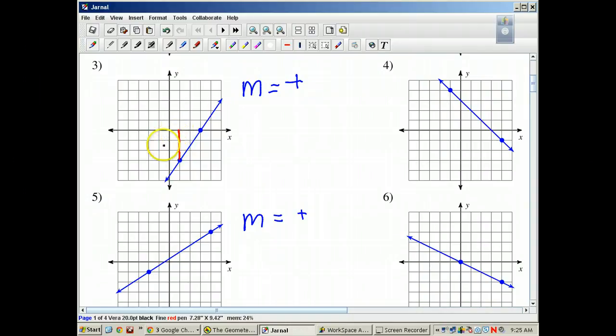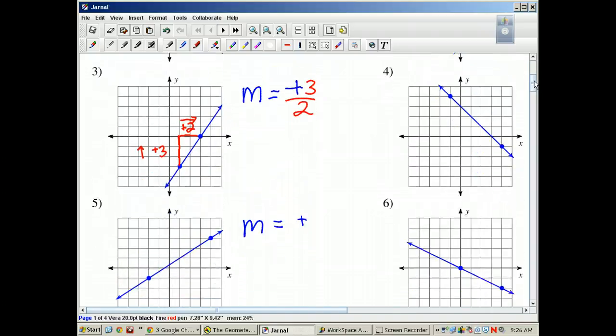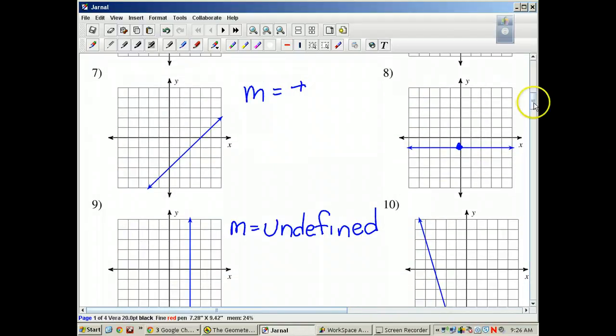What's the rise here? Number 3? Positive or negative? Positive. We counted up. What's the run? Positive, because we counted to the right. So our slope is m equals 3 over 2. Good. Let's skip down to number 8.